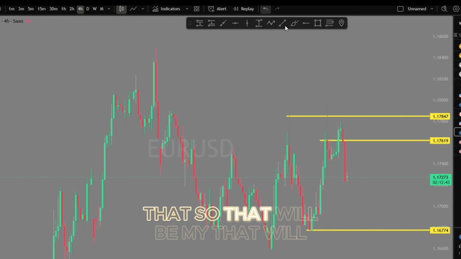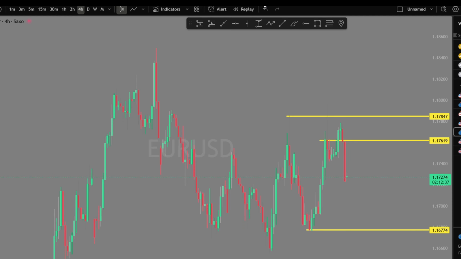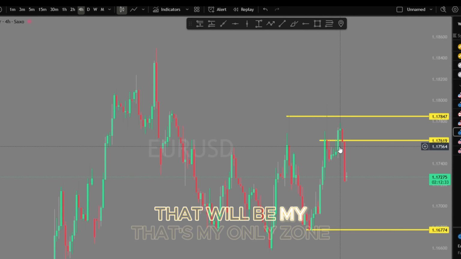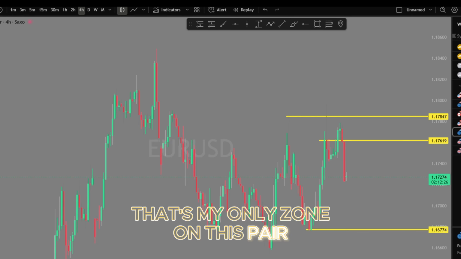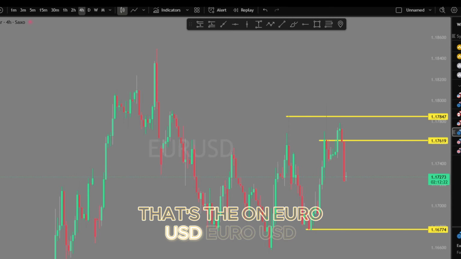That will be my only zone here. That's my only zone on this pair. Yeah, that's it on Euro USD.